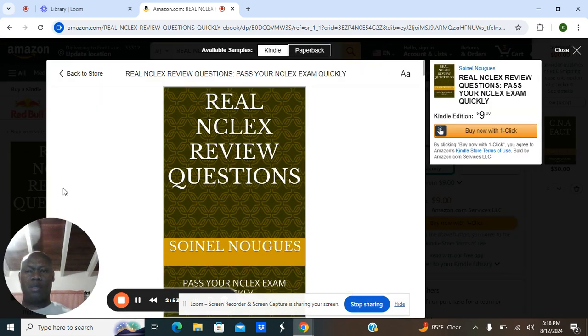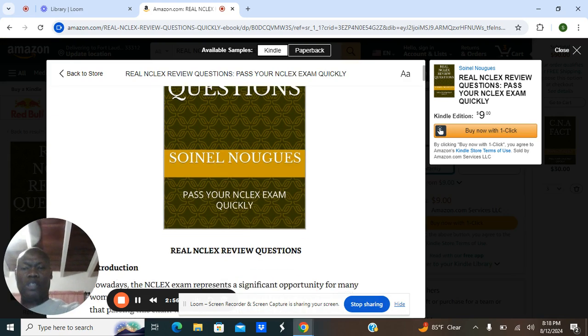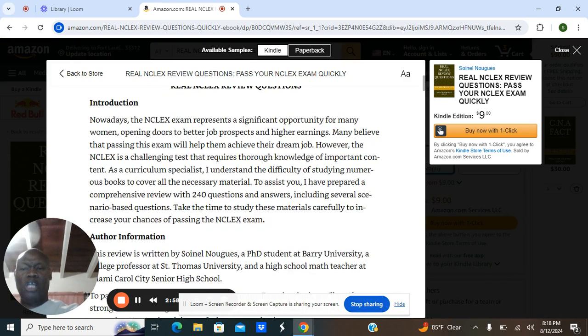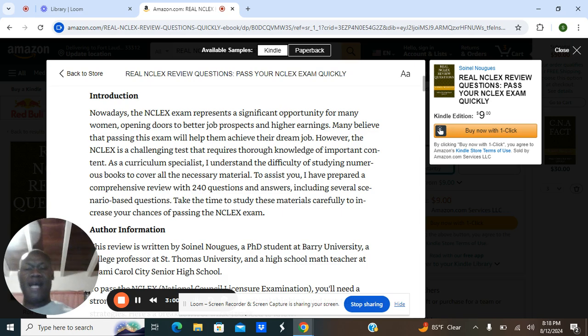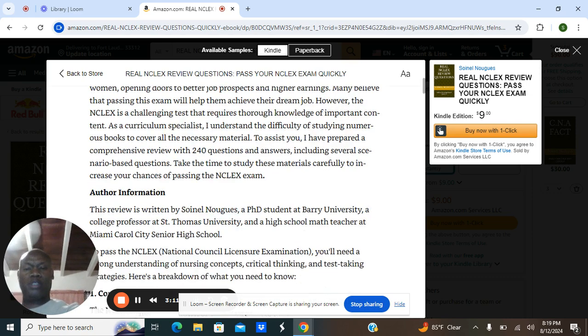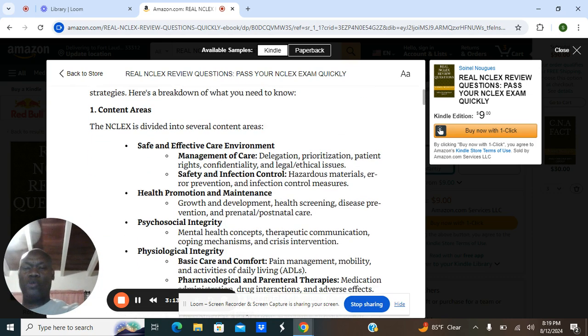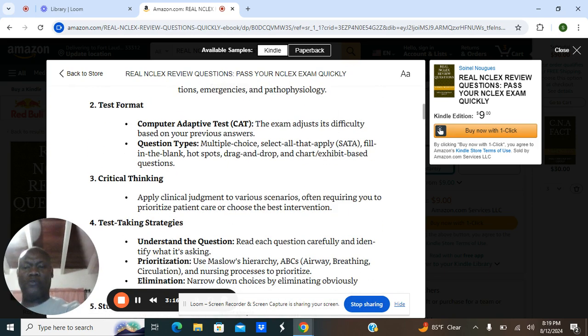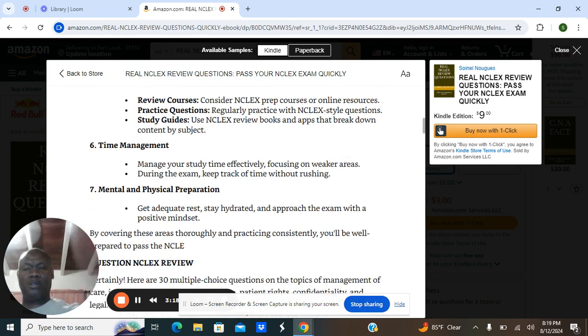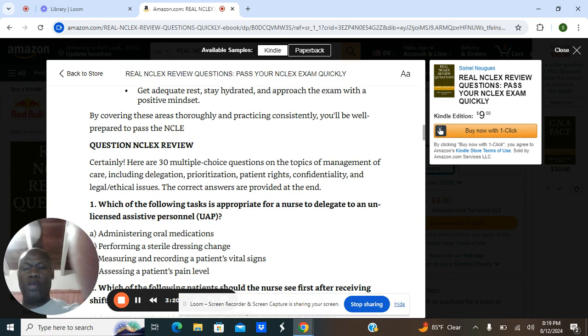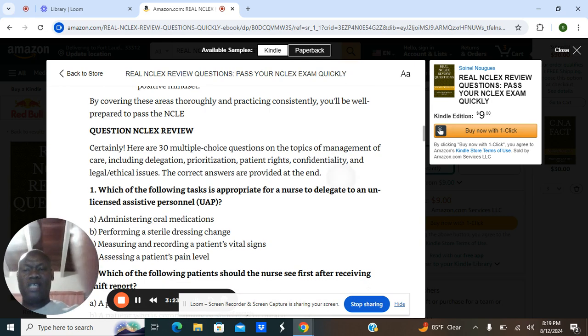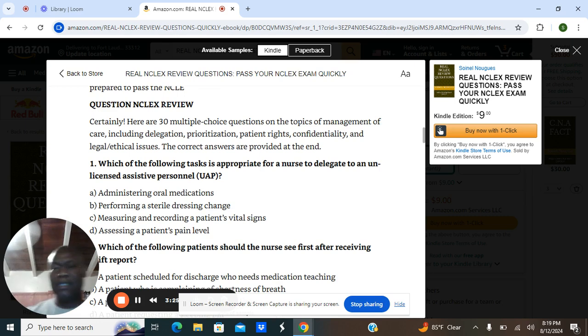This is the book. So let's go over the content. This is the introduction. This book has 240 questions and answers, and you will also see scenario questions that you can answer. Very important. I like this book. So let's go over some questions for you. Pay close attention to these questions and develop your skills. So let's start.